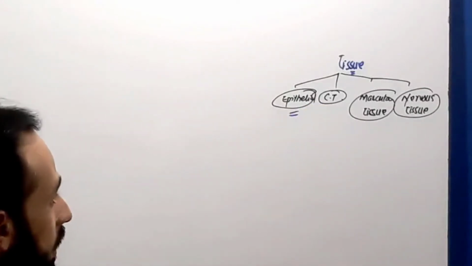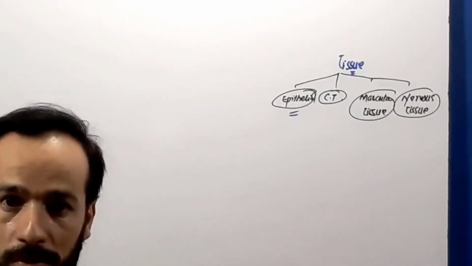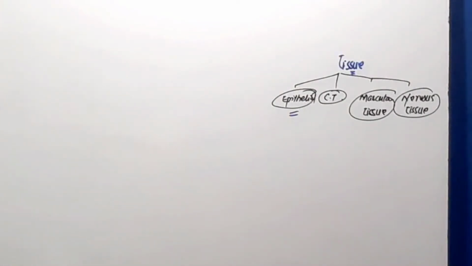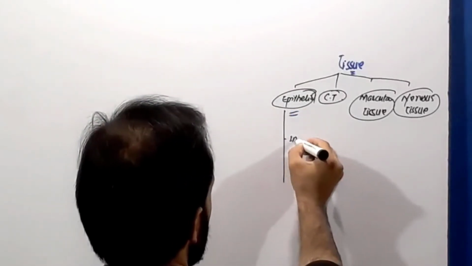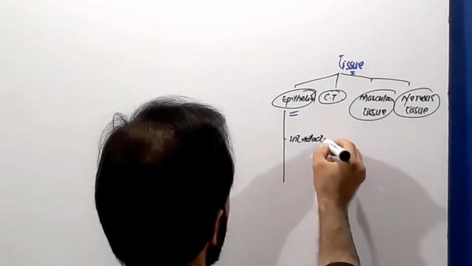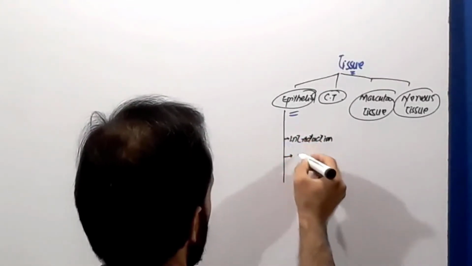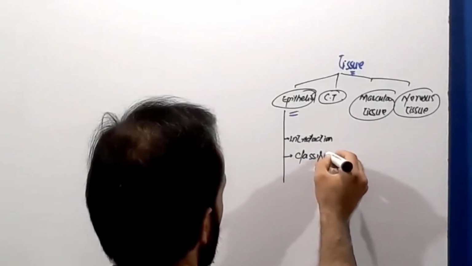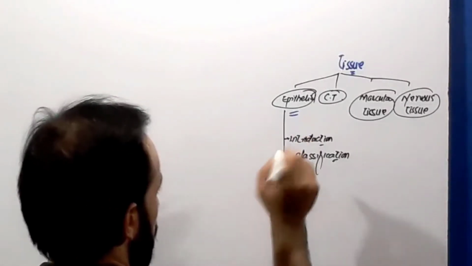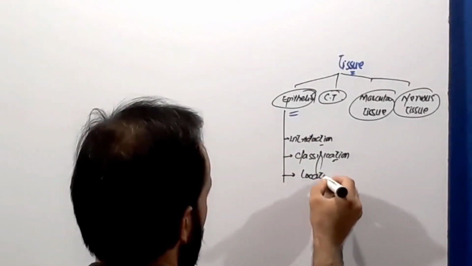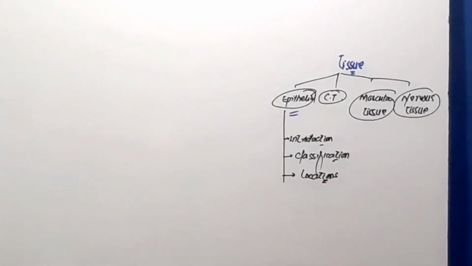Then the lecture after that was about the epithelial tissue, in which I discussed what epithelial tissue is, what the classification of epithelial tissue is, and what the locations of epithelial tissue are. In the first lecture we discussed its introduction. Then we discussed classification. If you haven't watched these lectures, please watch them. Then we discussed the locations of epithelial tissue in our body.